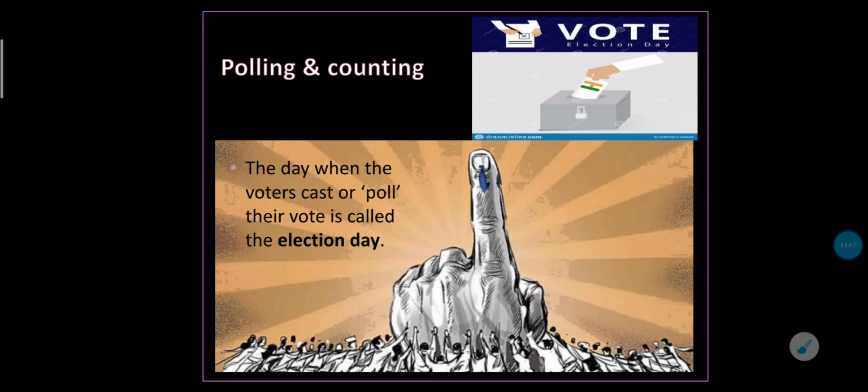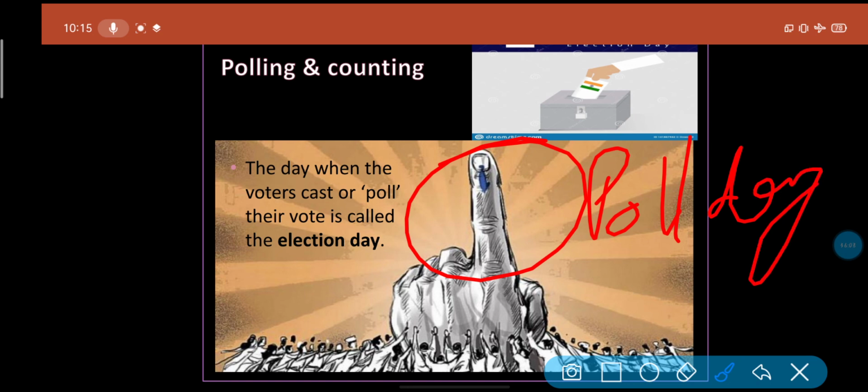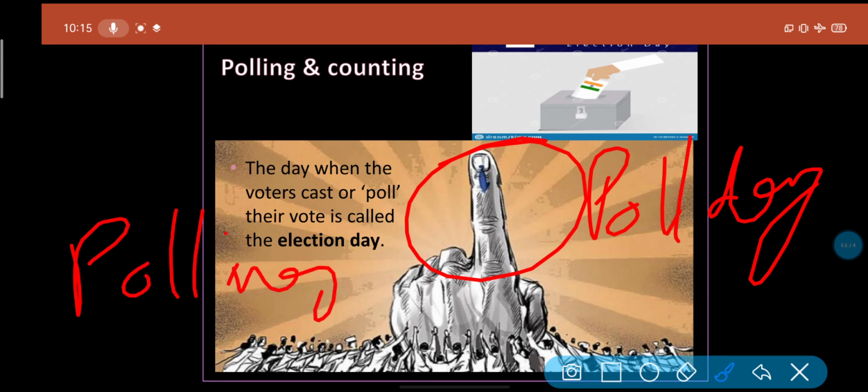Now the last step is polling and counting. The day when the voters cast their vote is called the election day, or poll day. And the place where they go and give their vote, that election venue, is known as the polling booth. So the day is known as poll day, and the venue is known as the polling booth.